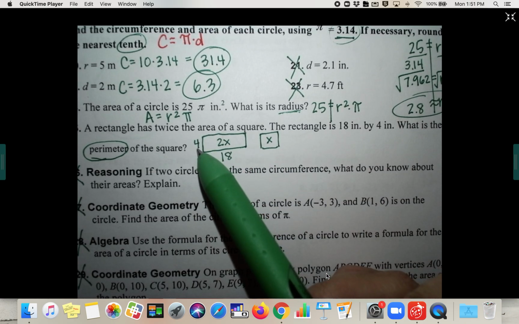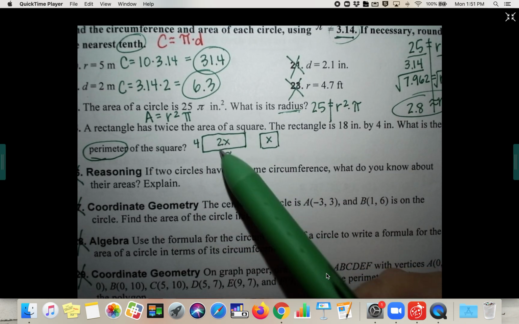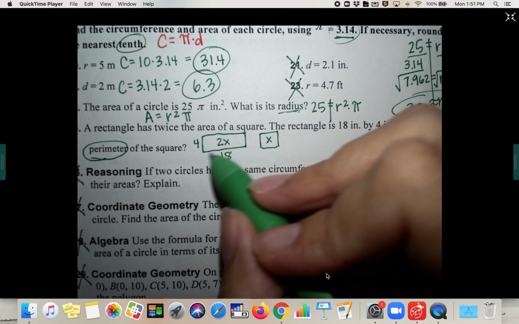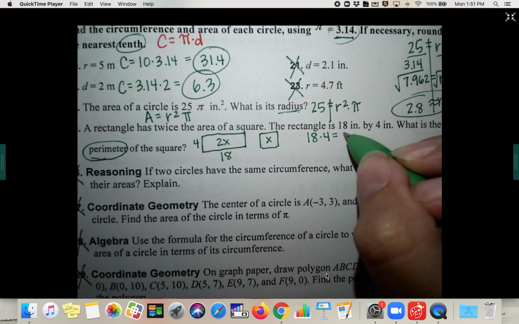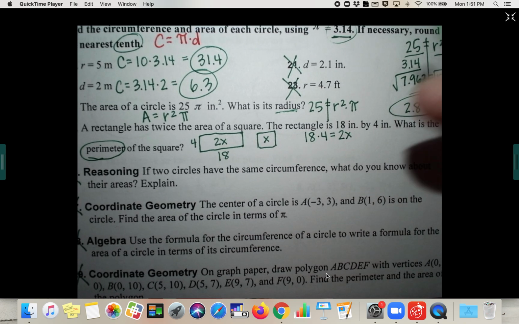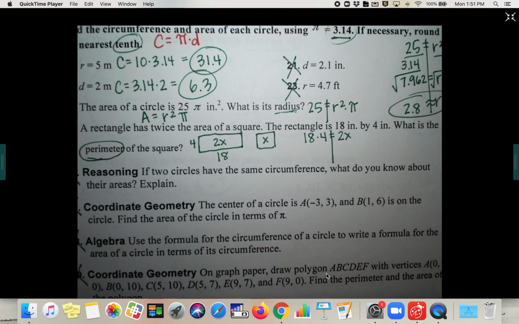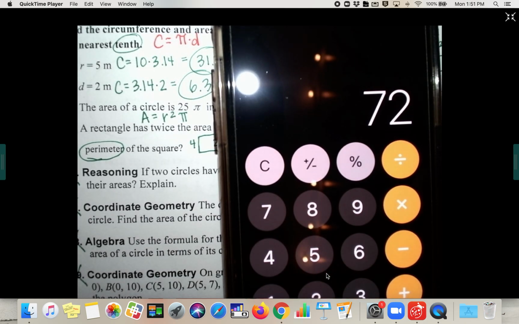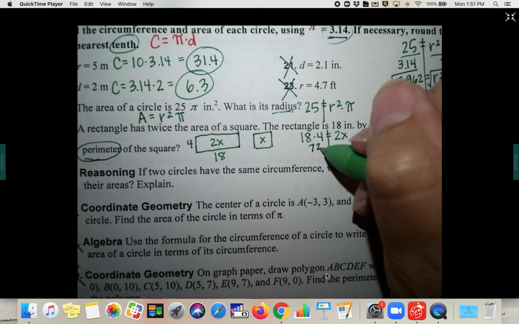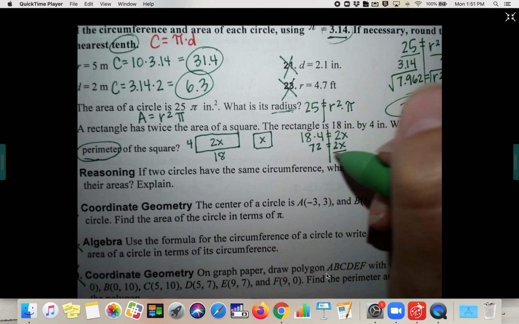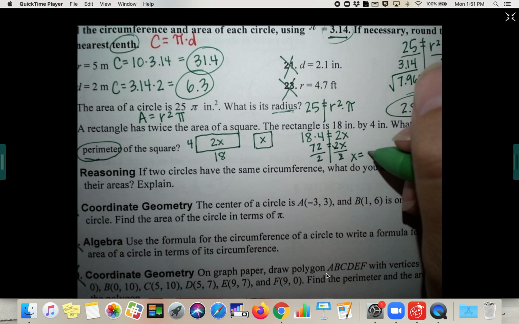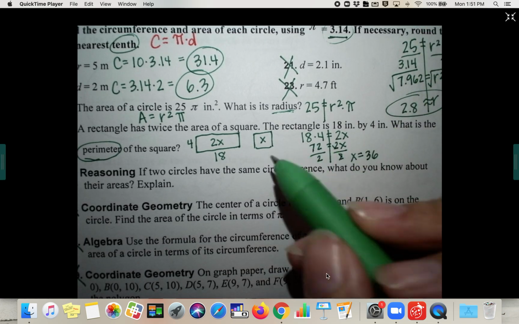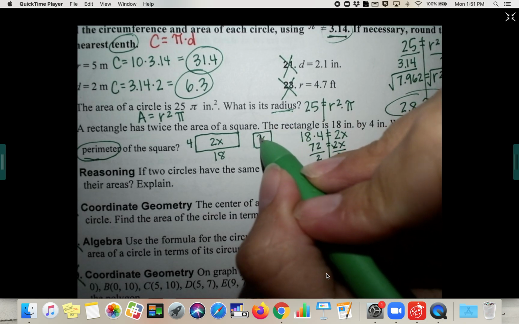If 18 times 4 equals 2x, let's figure out what x is. So what I just said is length times width equals our center number. So 18 times 4 equals the area, which all we know about the area is that it's 2x. So let's start solving this. So let me get out my calculator. 18 times 4 is 72. So 72 equals 2x. Divide both sides by 2. x equals 36. So if we know that our x equals 36, that's the area.